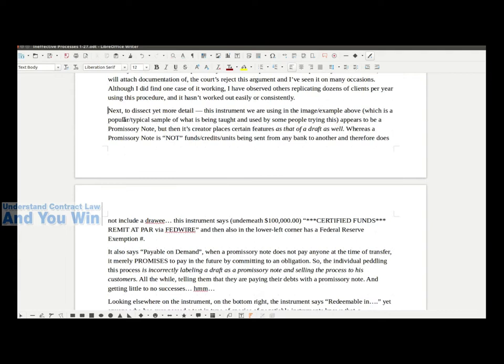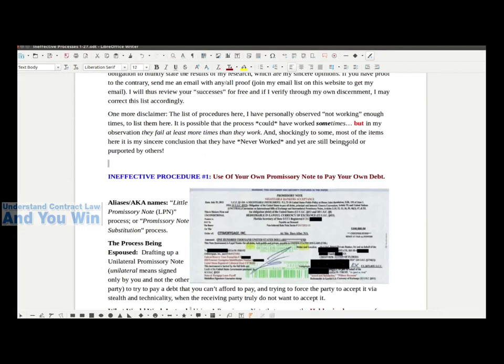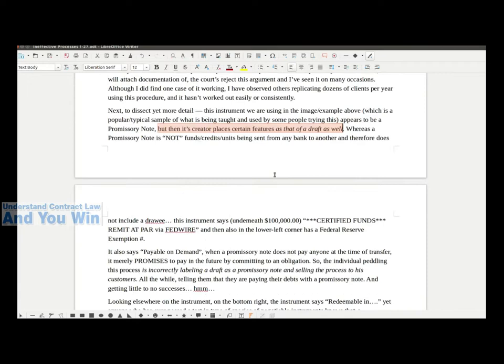Next, to dissect in more detail this instrument we are using in the image above, the little promissory note, which is a popular typical sample of what is being taught and used by some people trying this, appears to be a promissory note, but then its creator places certain features as that of a draft as well. Again, this really fits more into the category of draft and not a promissory note, and I'll explain why. Whereas a promissory note is not funds, credits, units being sent from any bank to another, and therefore does not include a drawee. So on the bank it says something about a drawee.